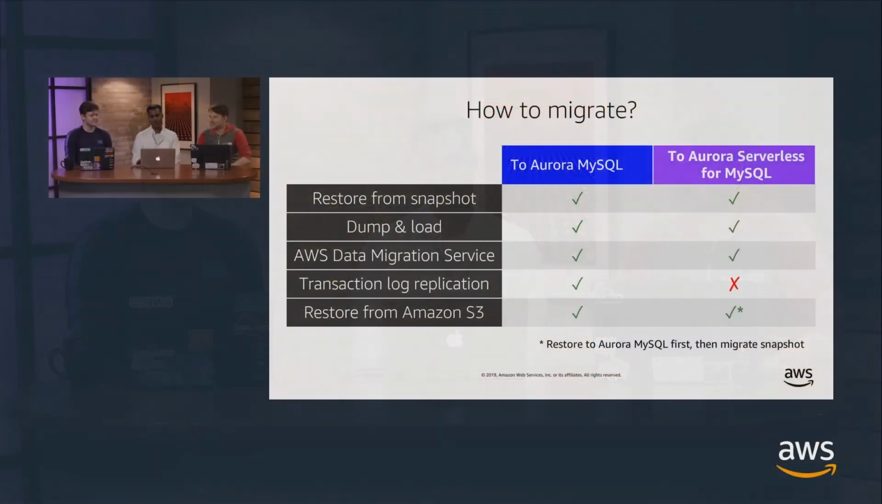So yeah, here we get into migration, I guess. So basically, how to migrate today? There are only a few ways to migrate to Aurora Serverless: restoring from snapshot, dumping and loading, using DMS, and restoring from Amazon S3. Those are your 4 ways, sorry.